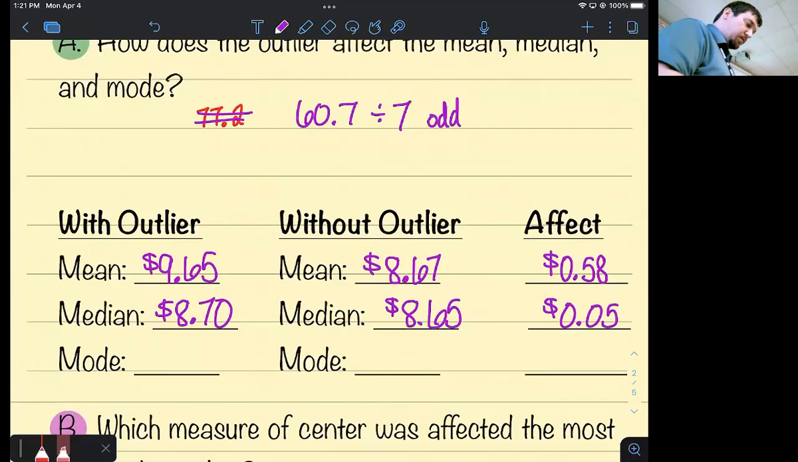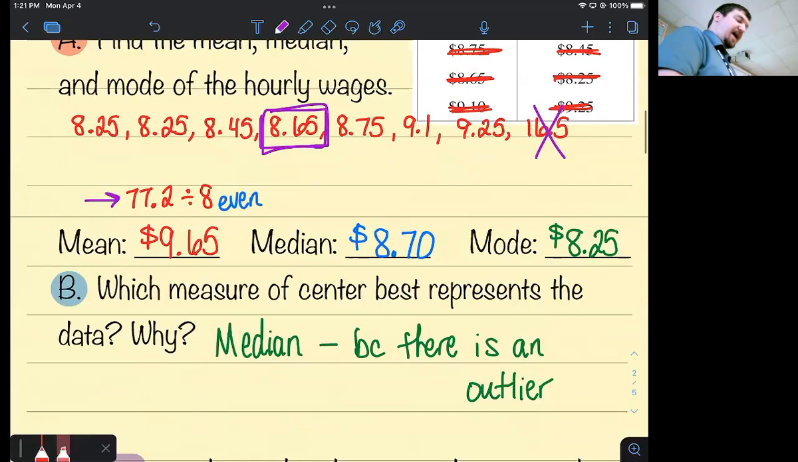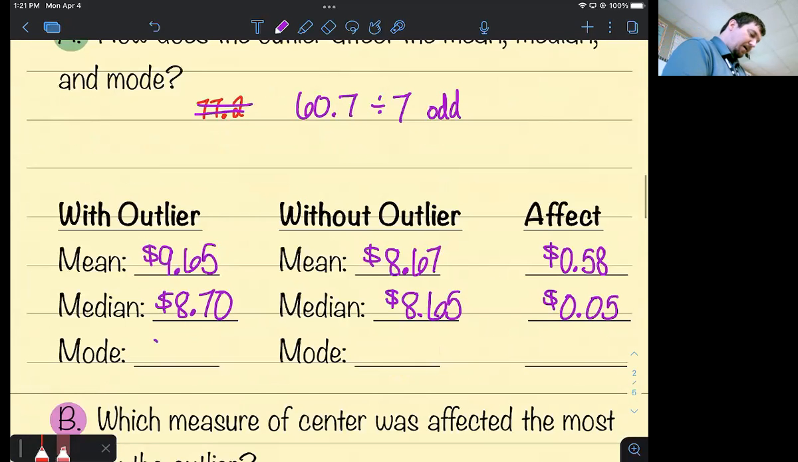The mode was previously 8.25. Did removing the outlier affect the mode? No, it did not. It's still $8.25. And there was no change, no effect there.